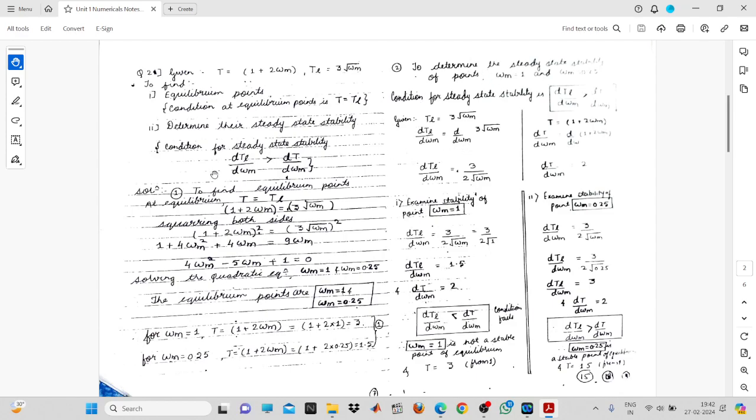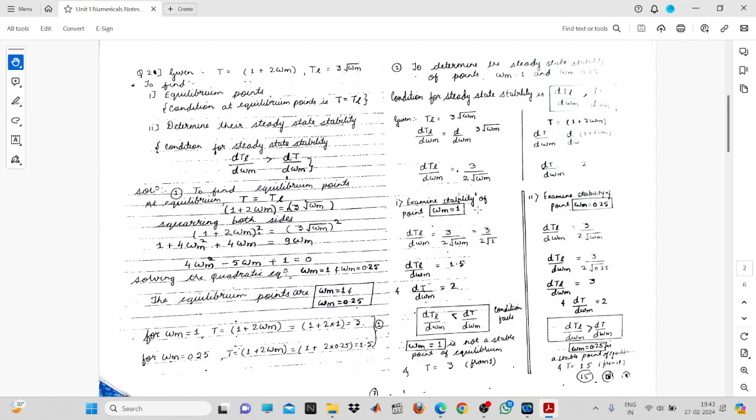So for that, this is the condition: dTL upon d omega m. You will have to take the differentiation, because for finding the slope, you need the differentiation concept. So dTL d omega m of 3 under root of omega m, after taking the differentiation, is 3 upon 2 under root of omega m. Then for dT, because one is a constant value, if you take the differentiation, you cannot differentiate further. You can integrate this, but you cannot differentiate. So it will be 2 only.